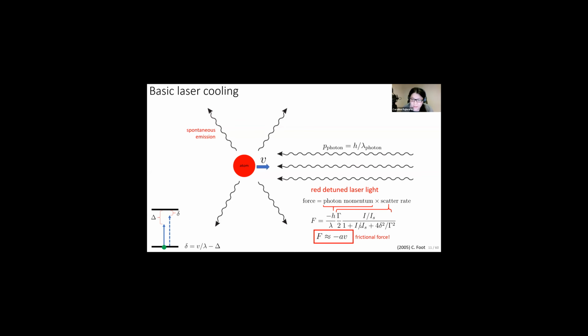So if you do some math, eventually you can show that this force is proportional to the velocity with a minus sign. If you think about your mechanics courses, that's friction, right? So that means that this atom is going to be slowed down. If the atom had a particular energy, that energy will be reduced by applying this laser light. That's cooling. And this is our basic model for how we can understand how laser cooling works.